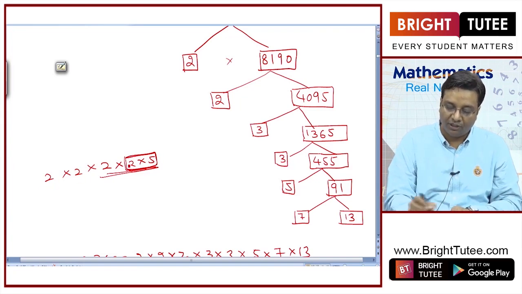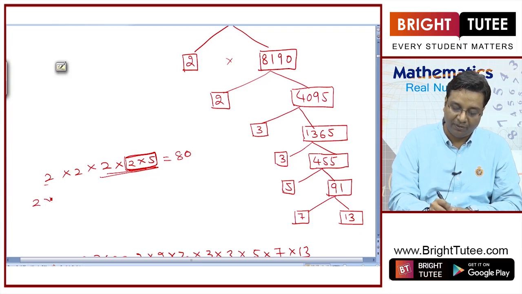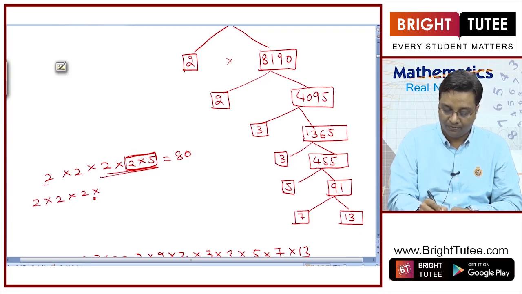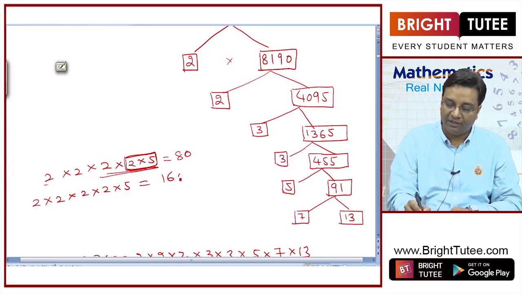So what is this number? This number is 80, right? So we have got only 1 0. Even if I multiply it by 2, I'll still have 1 0 in the end, right? But now you see, 2 into 2 into 2 into 2 into 5.